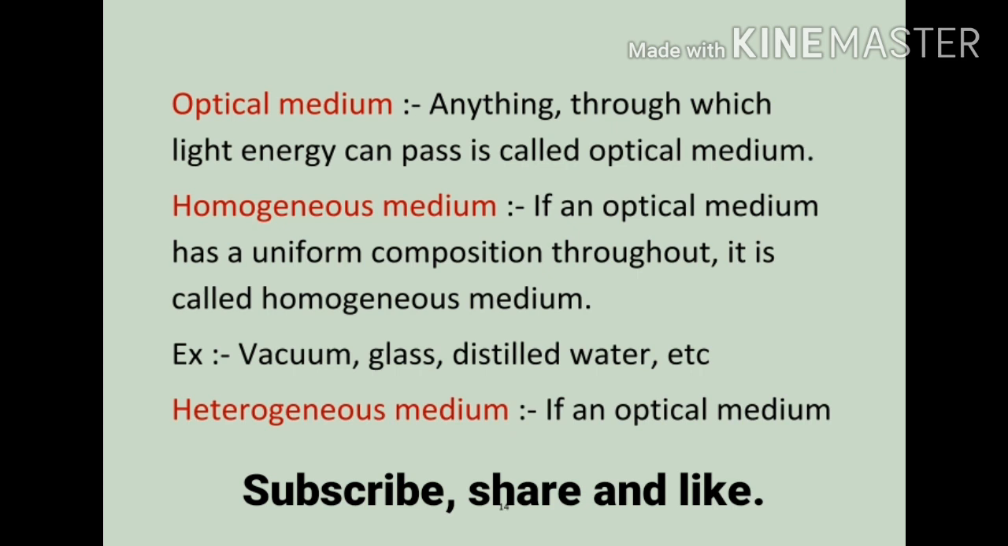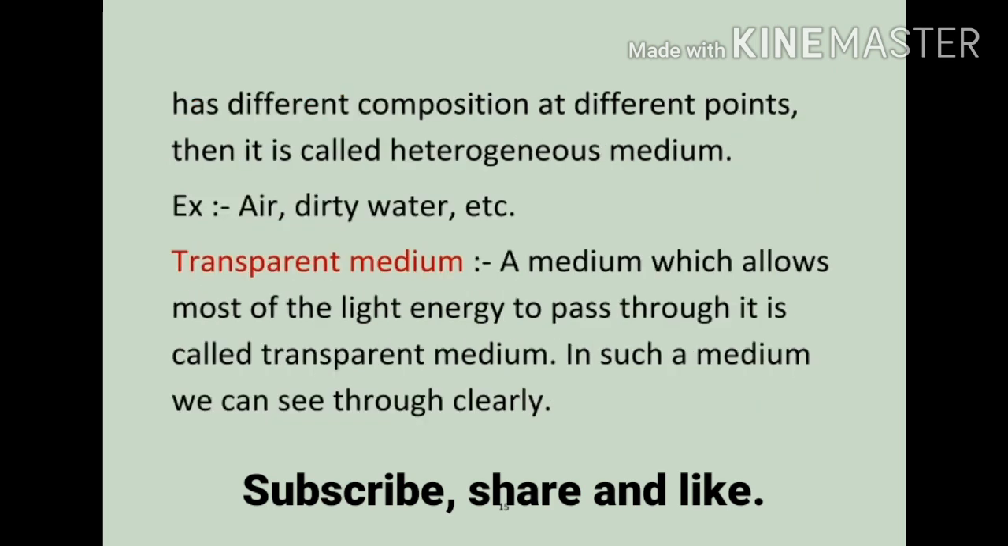If an optical medium has a uniform composition throughout, it is called a homogeneous medium. Example, vacuum, glass, distilled water, etc. Next one is a heterogeneous medium. If an optical medium has a different composition at different points, then it is called a heterogeneous medium. Example, air, dirty water, etc.